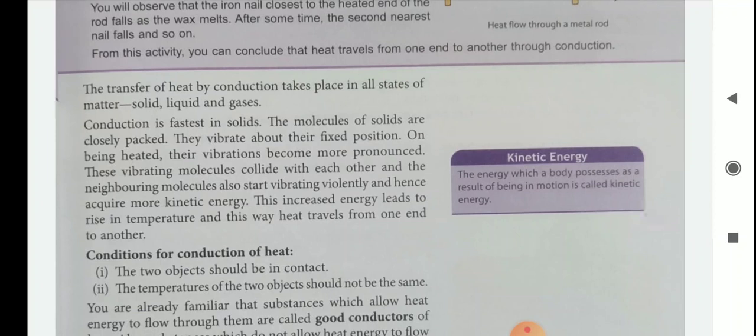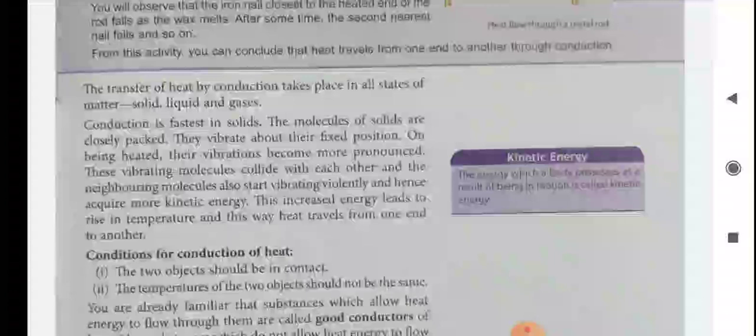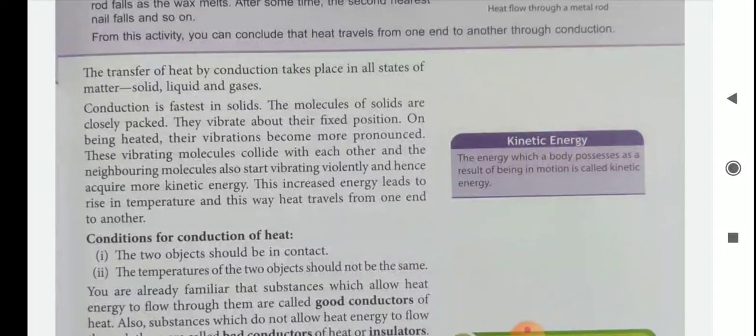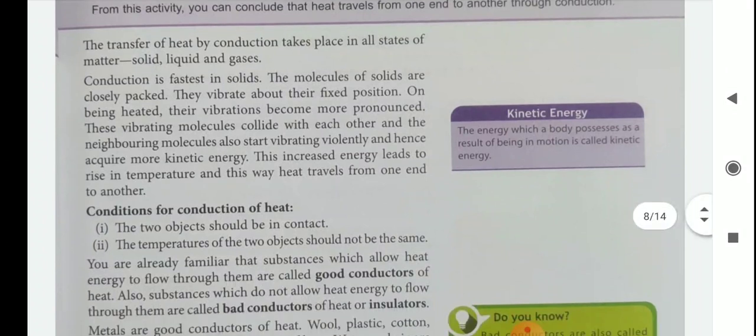The molecules of solids are closely packed. They vibrate about their fixed position. On being heated, their vibration becomes more pronounced. These vibrating molecules collide with each other and the neighboring molecules also start vibrating violently and hence acquire more kinetic energy. So children, what is kinetic energy? The energy which a body possesses as a result of being in motion is called kinetic energy. This increased energy leads to rise in temperature, and this way heat travels from one end to another.